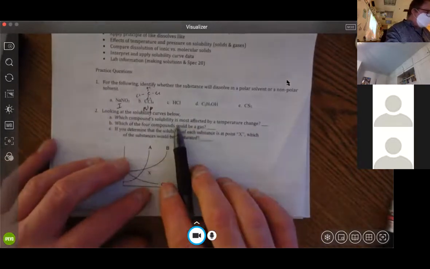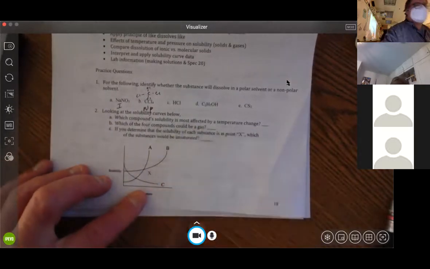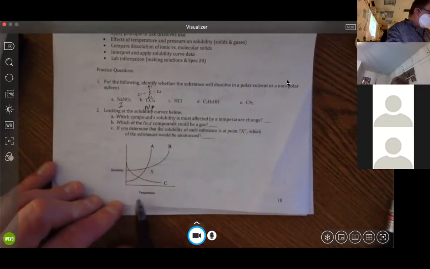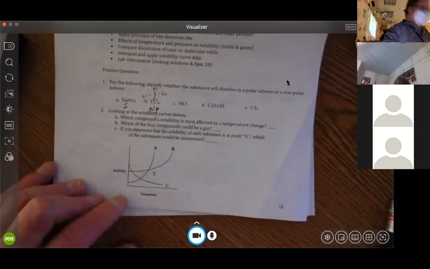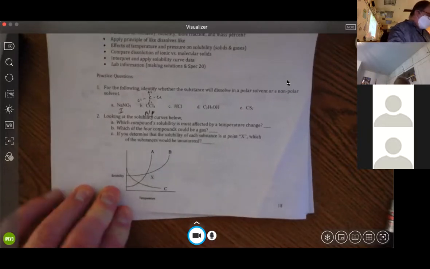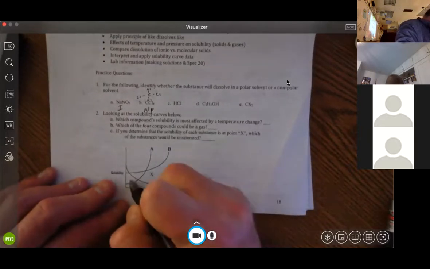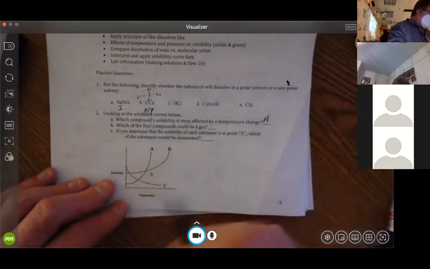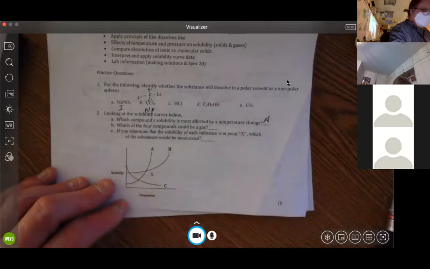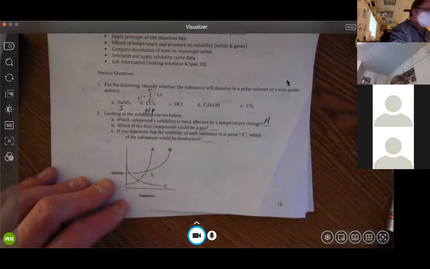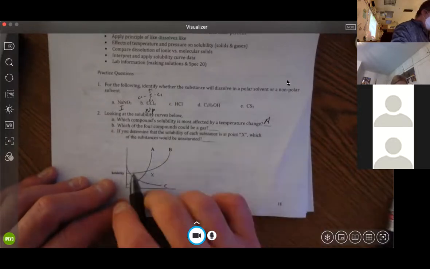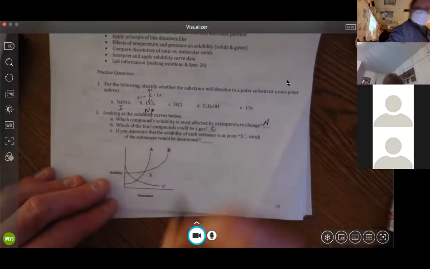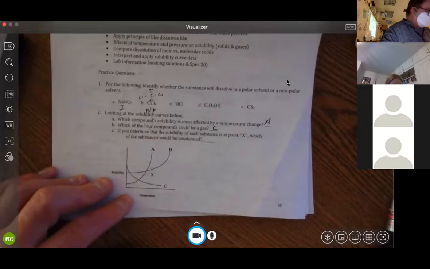Which compound solubility is most affected by temperature change? Here and here, which one's affected most by temperature change? A, as the temperature increases, A's solubility really goes up. Which of the 4 compounds could be a gas? There's not 4, there's only 3. C. Why is it C? Because as temperature goes up, solubility goes down.